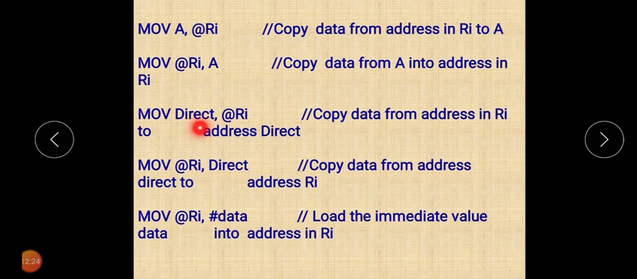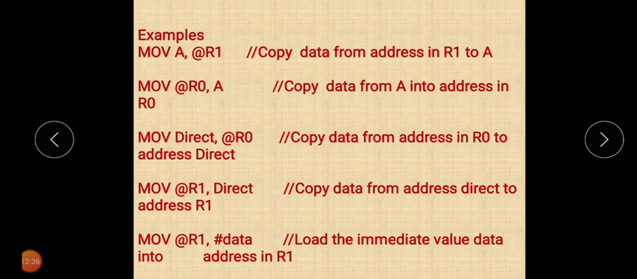We will see one more example. MOV direct, @Ri, that is copy data from the address which is in Ri to the address direct. These are the examples. As we know, we can use only R0 and R1 in indirect addressing mode. MOV A, @R1, MOV @R0, A, etc.